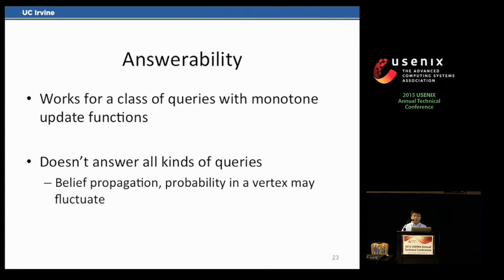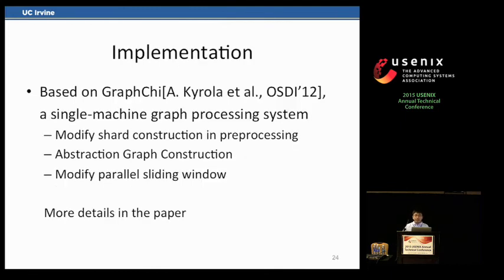GraphQ cannot answer all kinds of queries. For example, for belief propagation, the probability in a vertex may fluctuate, which prevents the user from using GraphQ. Our implementation is based on GraphG, which is a single machine graph processing system. And the details of the implementation are in the paper.